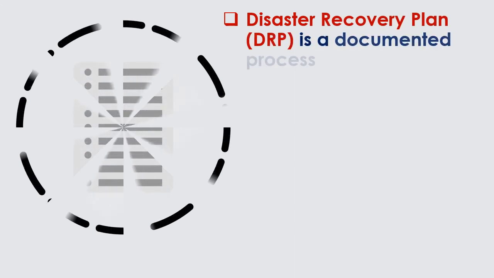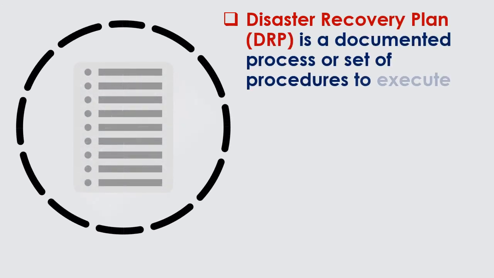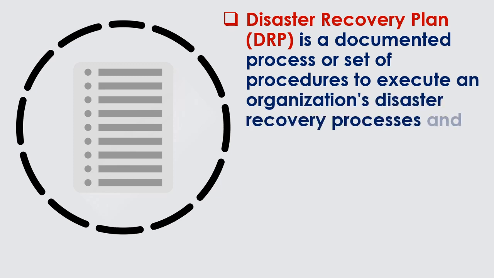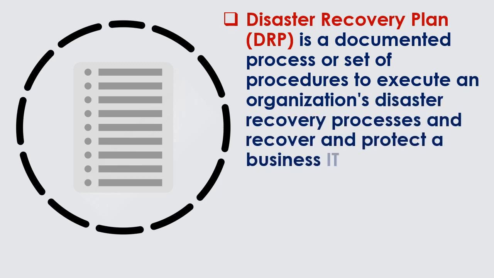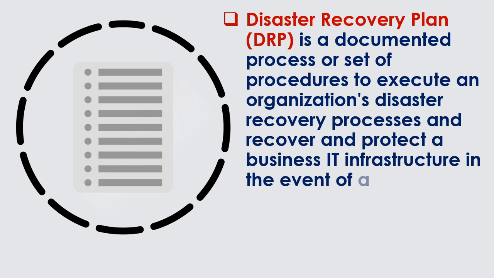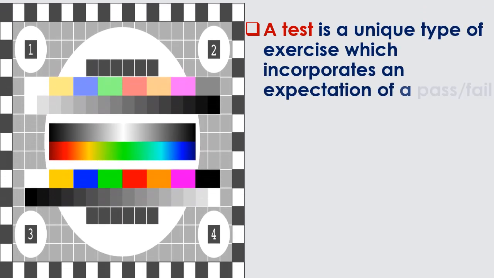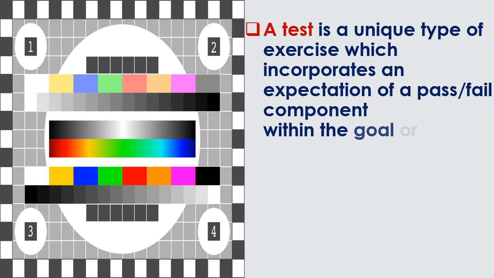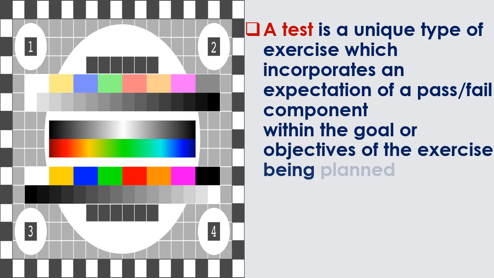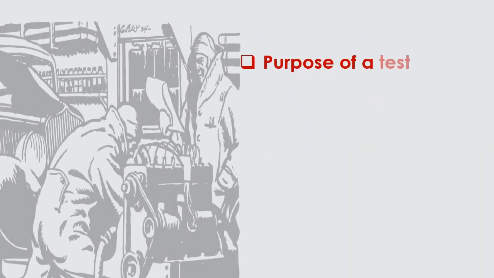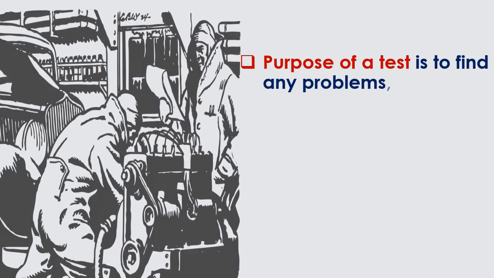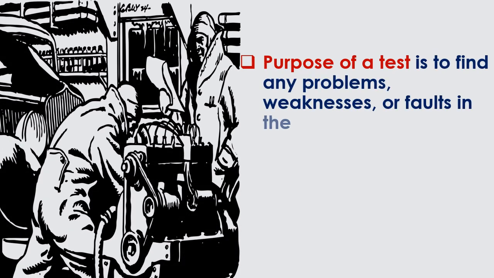Disaster Recovery Plan, DRP, is a documented process or set of procedures to execute an organization's disaster recovery processes and recover and protect a business IT infrastructure in the event of a disaster. A test is a unique type of exercise which incorporates an expectation of a pass-fail component within the goal or objectives of the exercise being planned. Purpose of a test is to find any problems, weaknesses, or faults in the plans.